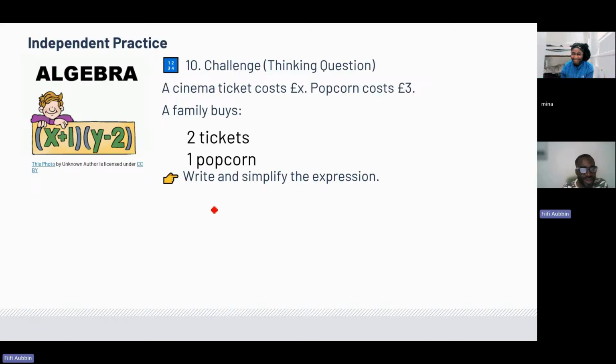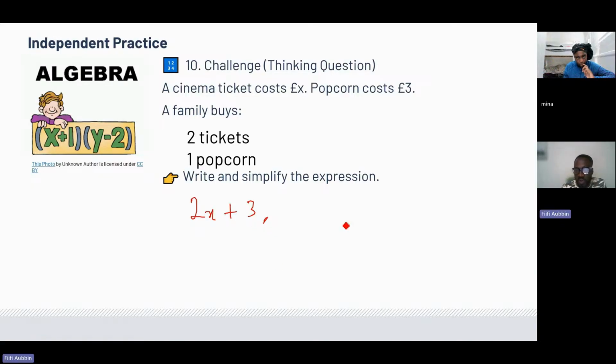Aha. Okay. So they buy 2 tickets. So the cost of the ticket is x, right? So 2 times x. And they also buy a popcorn, which is just 1. And what's the cost? 3, right? So 1 times 3, you get 3. That's it. Are you okay? Good. Well done. So I think you are good with this.